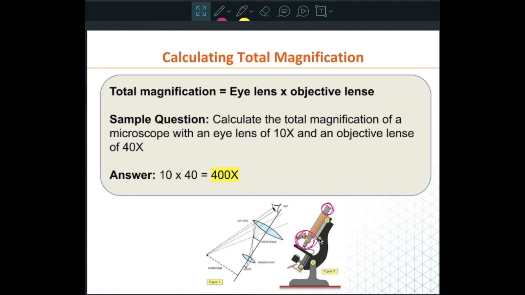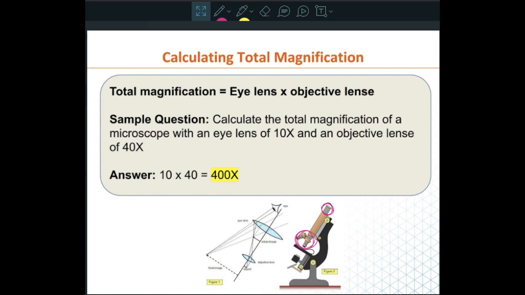So instead, I use my eye lens to magnify the image of my objective lens. So if I have my objective lens set to times 40, and then my eye lens is times 10, in total, I can zoom in on that image 400 times, okay? So my total magnification is the magnification of my eye lens times the magnification of my objective lens.